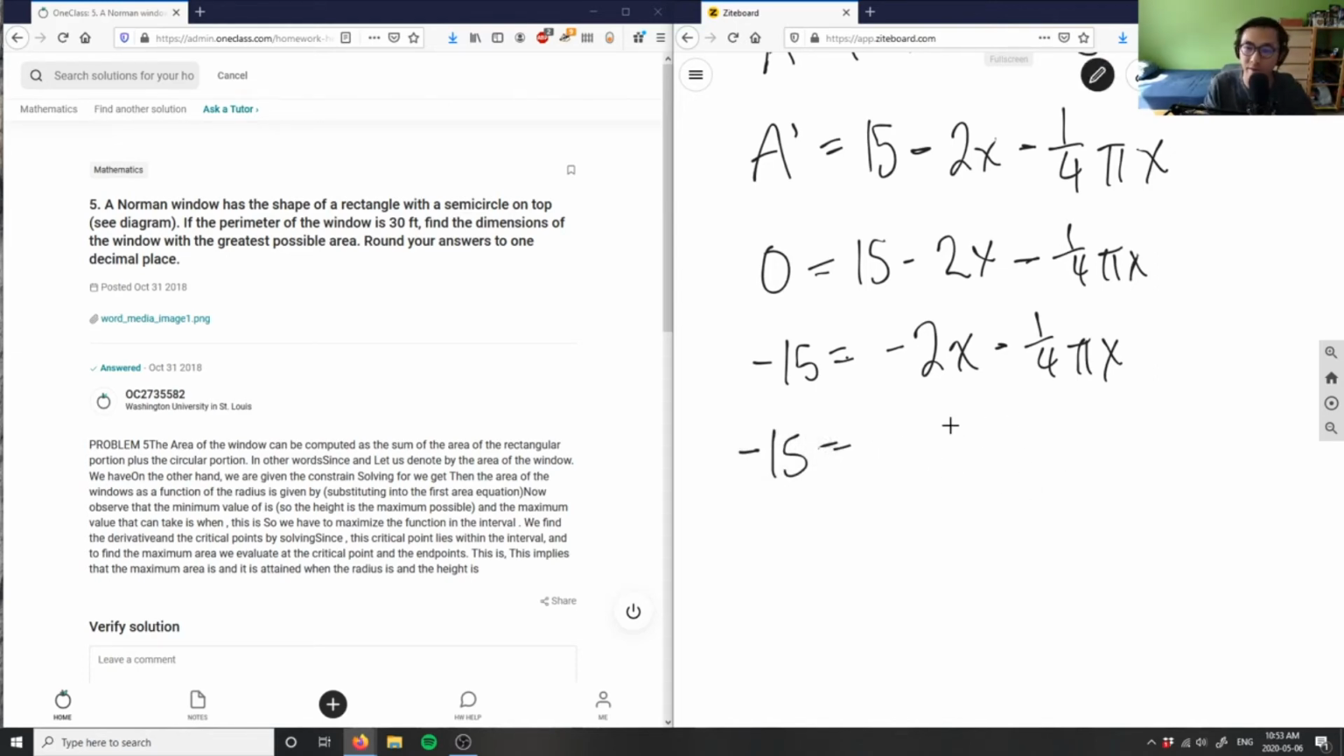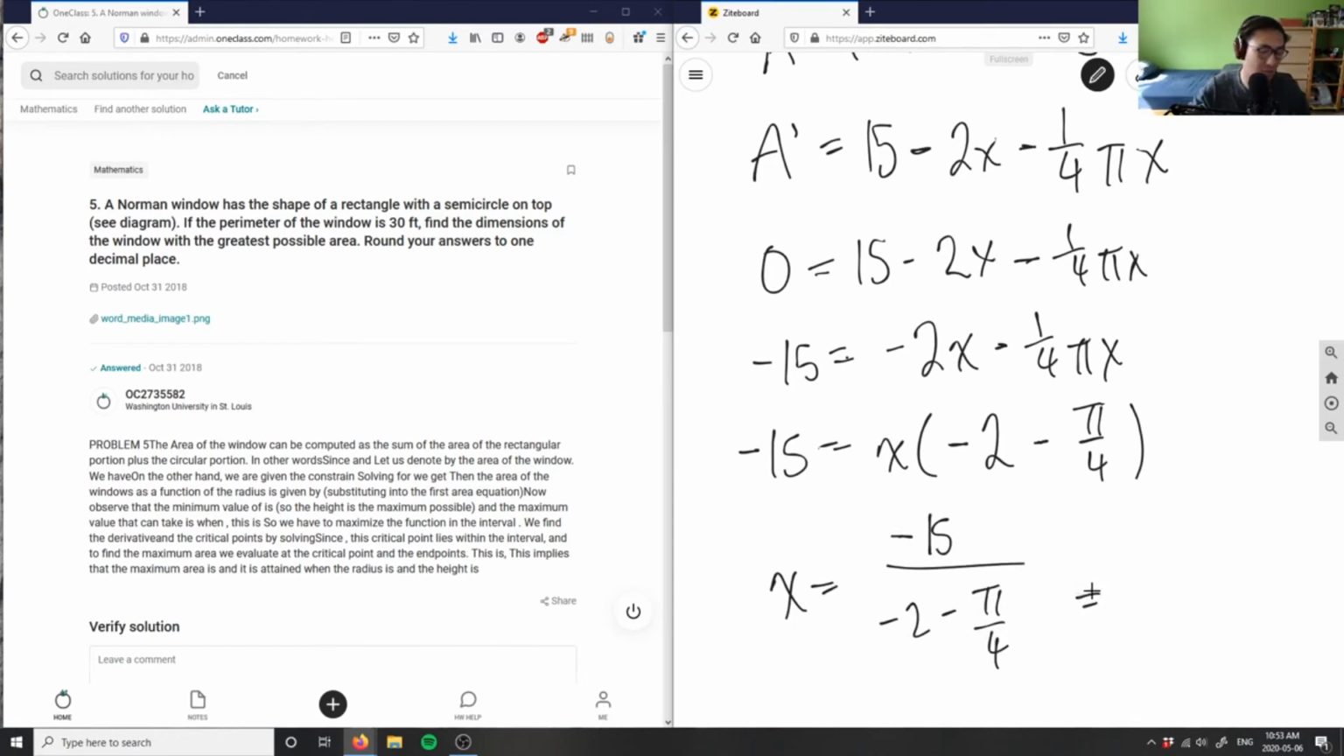Or I could factor out the x here, actually. Let me factor out the x first. I get negative 2 minus 1/4 pi, or I can say it's pi over 4, right? And then I simply have to divide both sides by negative 2 minus pi over 4 to get x. So x equals negative 15 all over negative 2 minus pi over 4.